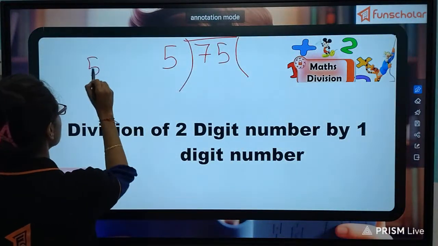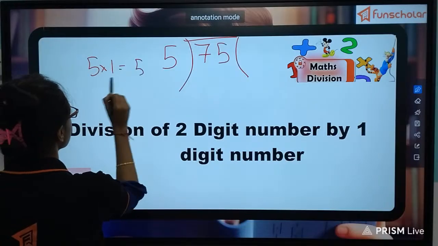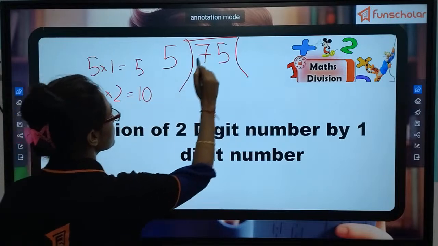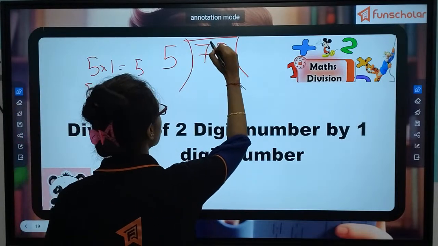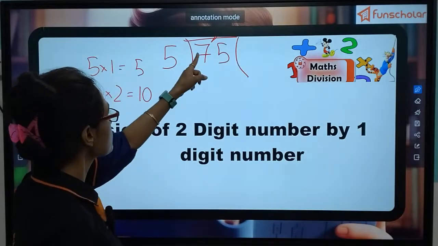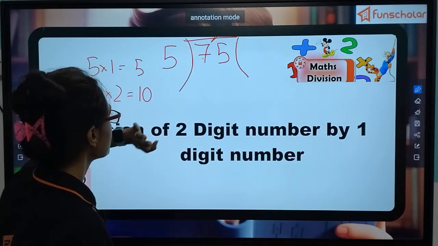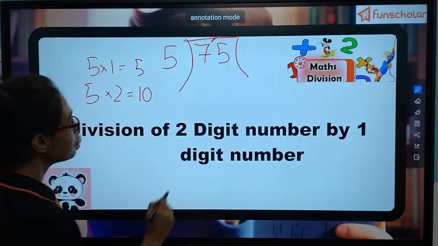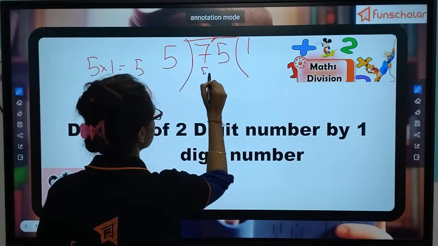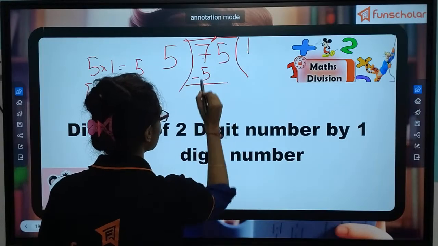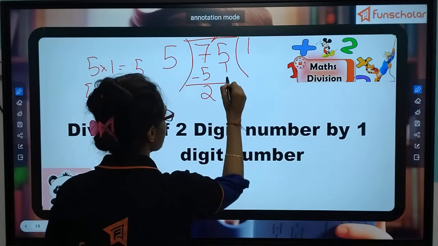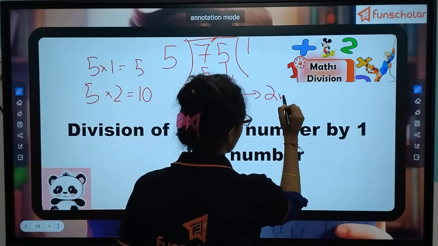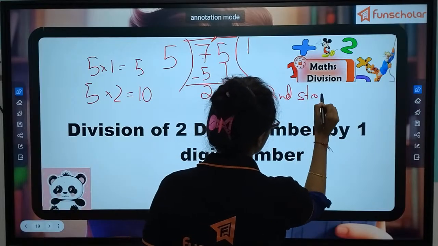5 into 1 equal to 5. 5 into 2 equals to 10. So we will take a number that is greater than 5. So 7 is greater than 5, but 5 2s are 10. So this is again greater. So we will take 5 1s are 5. Subtract it, 2 will come. Next, 5 will come in its place in the second step.